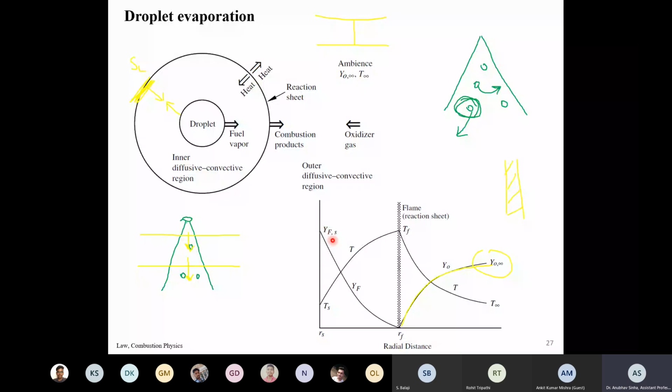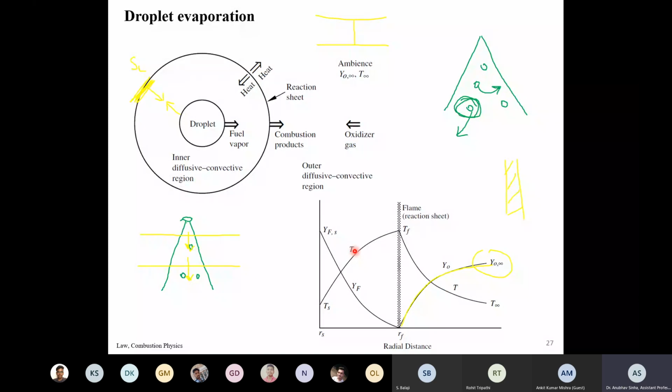Is this clear? Three quantities are plotted here: fuel mass fraction, oxygen mass fraction, and temperature. Three parameters we are plotting with radial distance. There are two important radii. One is RS, the droplet radius, the surface of the droplet, and this is the flame front, RF. Is this clear to everyone? Yes, what, sir? RF means the flame front radius. Fine. Let us move on then.